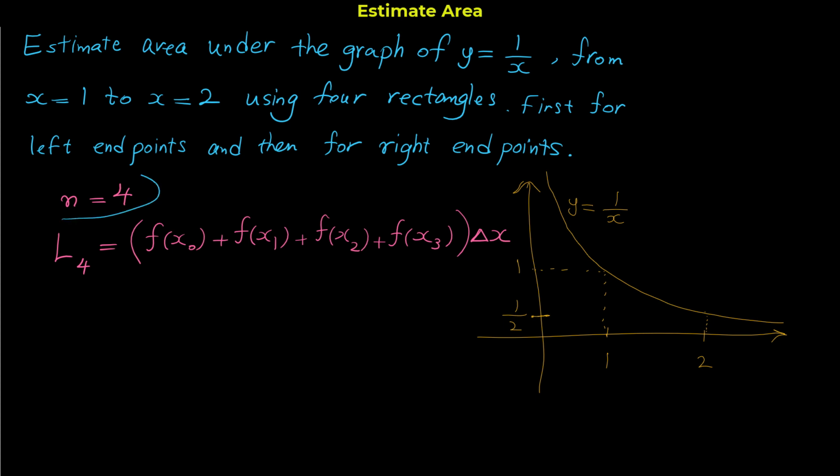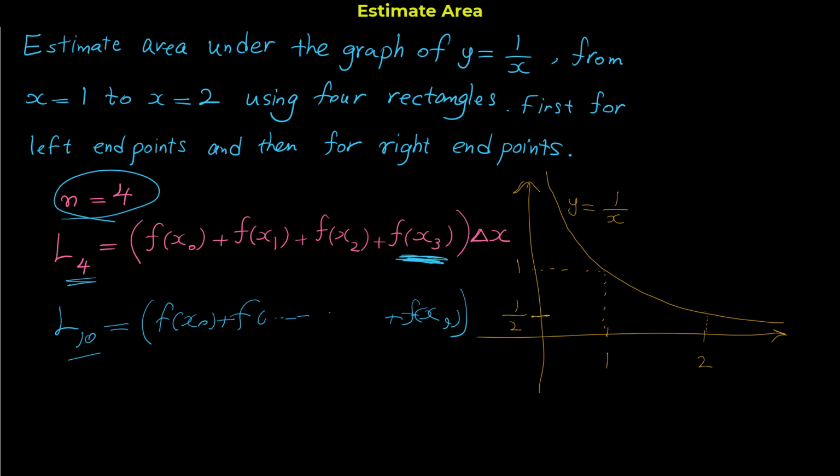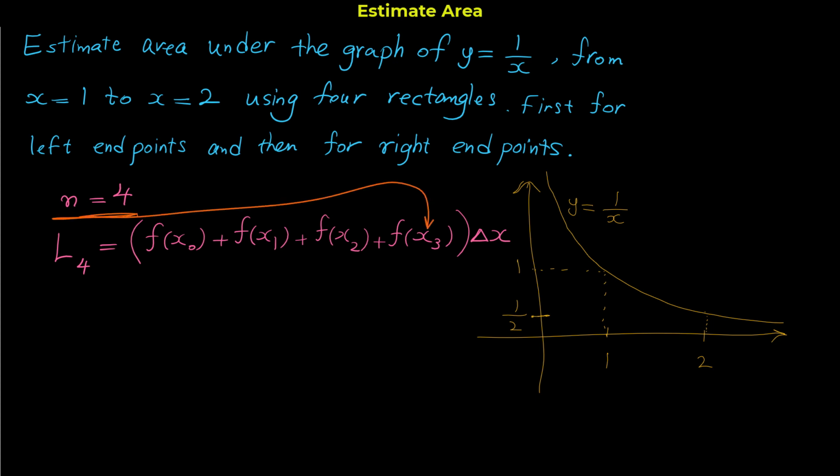Attention, if instead of 4 we had 10 rectangles, then we would have L10 equals f of x0 plus f of x1 up to f of x9. So if we have 4 rectangles, we continue up to f of x3. When we have 10 rectangles, up to f of x9. And delta x, of course, is here. So for the left endpoints, we always start from f of x0 and continue up to f of x sub n minus 1. When n is 4, the last x is x3. When n is 10, the last x is x9. If n is 20, the last x is x19. Remember this, because the number of rectangles that we use is different in different questions.